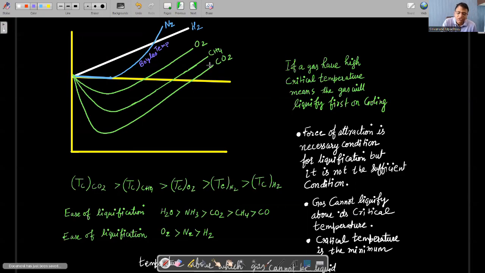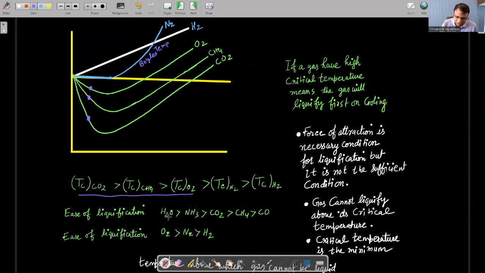So they can ask that between CO2, CH4 and O2, which gas is easier to liquefy? So from here you can find out that CO2 is easiest to liquefy, then CH4 is easier to liquefy, then O2. So this is the order of critical temperature. Critical temperature of CO2 is greater than CH4, is greater than O2.